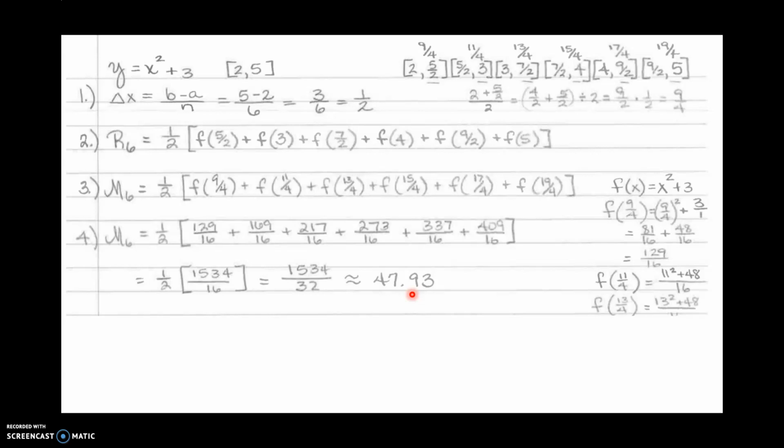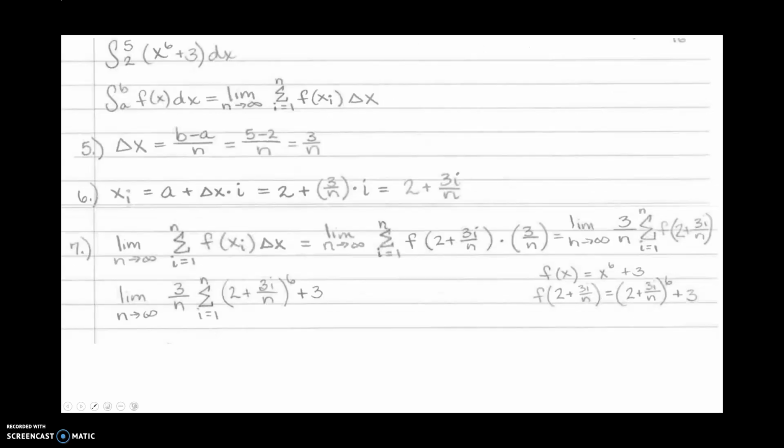All right, then for 5 through 7, this is where we did the definition of area under the curve, integration, the long way. But you'll notice that all I asked you to do here was just set it up, not to actually evaluate it, just to set it up. So they told us that we had the integration from 2 to 5 of x to the 6th plus 3.